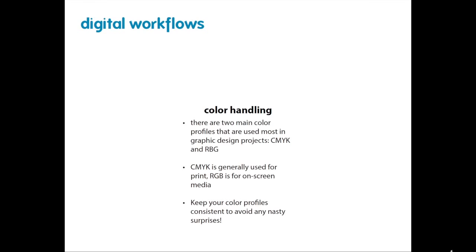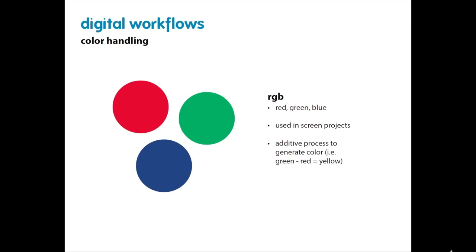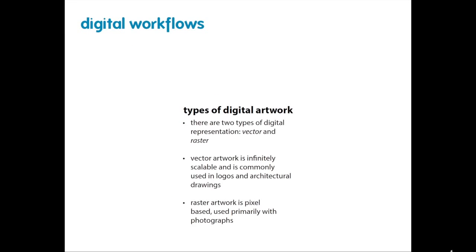So it's always a good idea, if you're working in CMYK, to keep everything in CMYK, and conversely, if you're in RGB, just keep everything RGB. So here we have CMYK, cyan, magenta, yellow, black, used primarily in print projects, versus RGB, which stands for red, green, blue, which is used primarily in screen projects. So any digital work, if it lives on the web, if it's just going to live in email, it's not going to be printed, just stick with RGB.